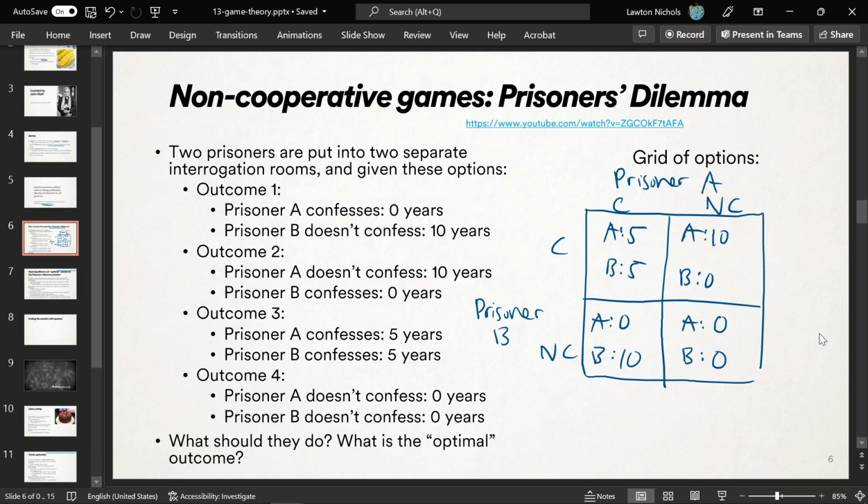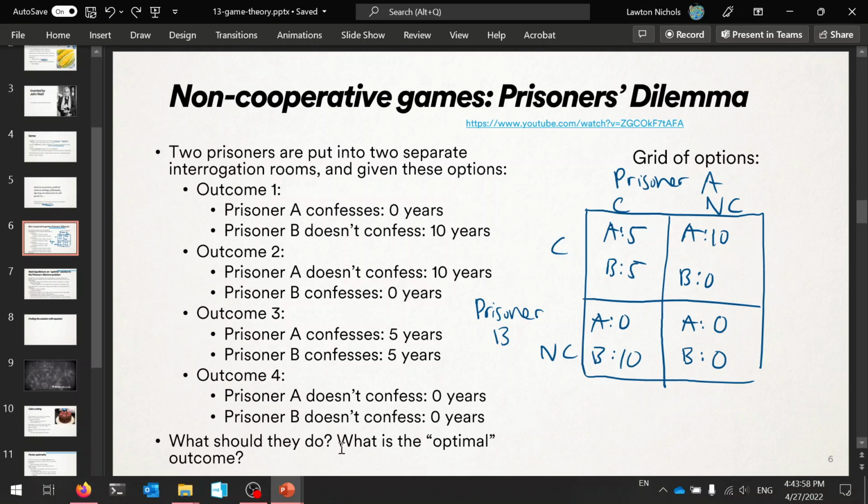Obviously, they can't talk to each other, first of all. That's something we have to keep in mind. They're not allowed to talk to each other. They can't be like, okay, yes, let's just both not confess. They're both being told these rules separately. In a perfect world, we would like them to both not confess, right? That would be the best outcome for both of them. But game theory is going to show that's not what's really going to happen. And that's not intuitive, which is fun.